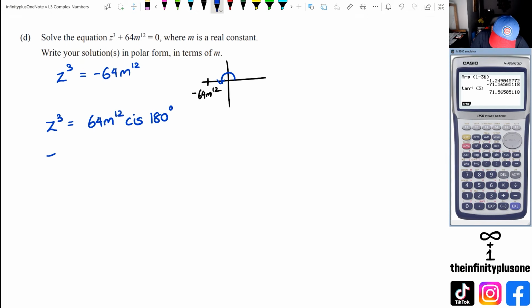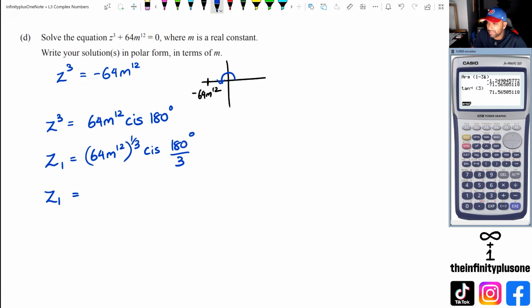With that in mind, z1 is going to be 64m to the power of 12, all to the power of a third, cis 180 degrees divided by 3. That's just from your formula sheet. It should be in the formula sheet, and that's pretty much what is going to happen here. With this z1, in some cases you don't even need to simplify, but we are going to simplify it in this case.